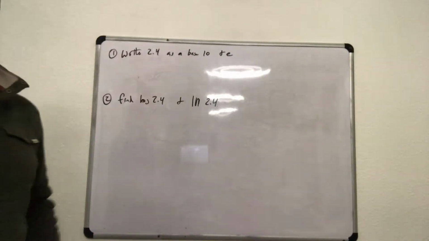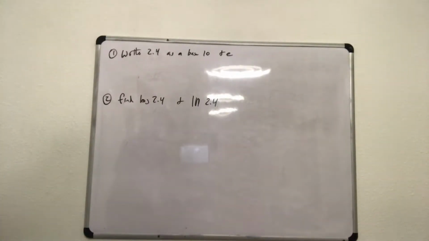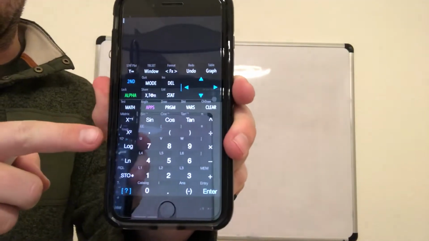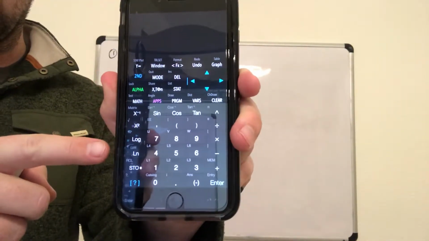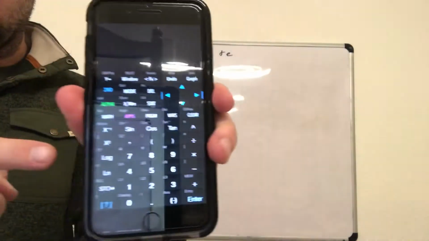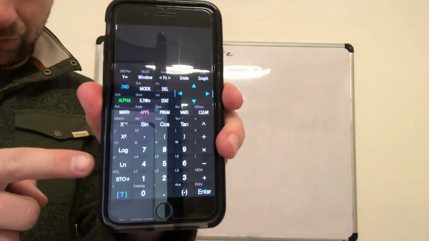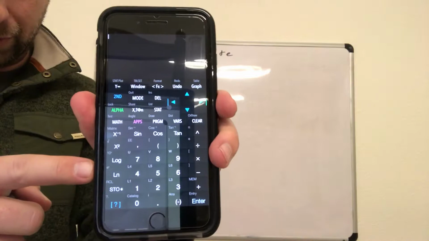In this session, we're going to look at lessons 51 through 53. And we're going to start with lesson 51. We're going to be looking at logarithms and natural logarithms, which on your calculator simply means the log button and the ln button. The log button would just be logarithms, and the ln would be natural logarithms.